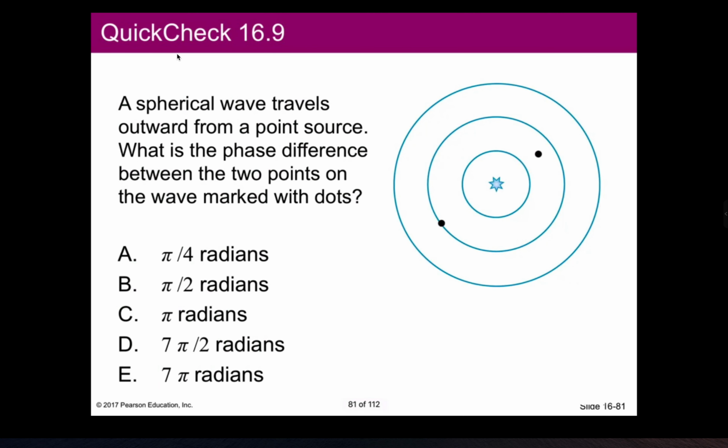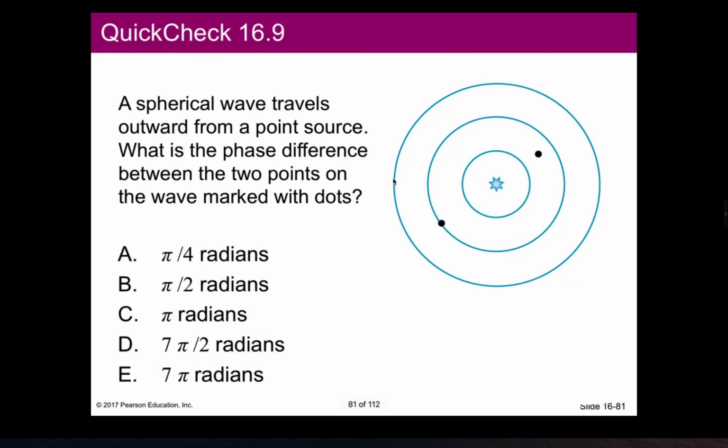So just to check your understanding about that, let's look at this question in your textbook. It's showing you a spherical wave that is traveling outwards from a point source. What is the phase difference between the 2 points on the wave marked with dots? So you can call this one phi 2, and the phase of this point we could call phi 1. What is the difference in phase? What is phi 1 minus phi 2?